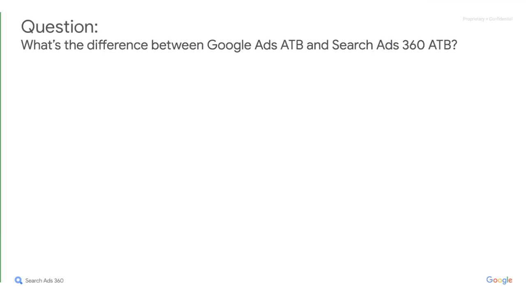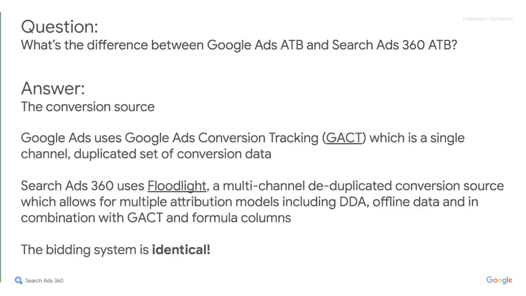One question that we get a lot is what is the difference between Google Ads auction time bidding and search ads? The main difference is the conversion source. Google Ads is going to be using Google Ads conversion tracking, which is a deduplicated conversion source, whereas in search ads we can use Floodlight, with all the Floodlight capabilities like multi-channel, the deduplicated conversion source, and we can also use this data to create attribution models, TDA, optimize to offline data, and use all this data in combination with formula columns, but the bidding system is going to be the same.